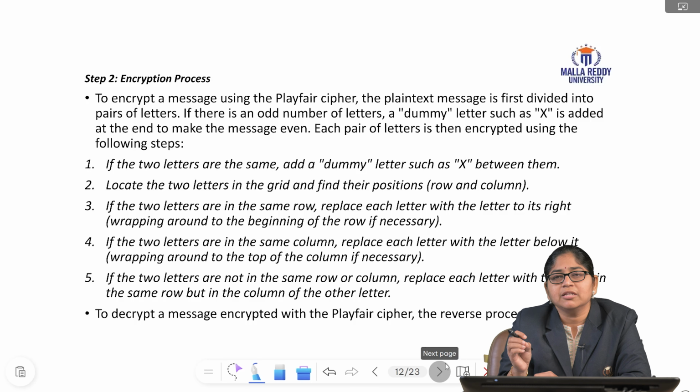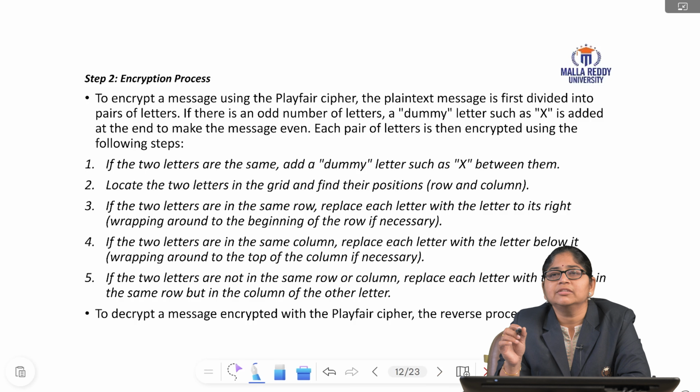The next step is we need to locate the 2 letters in the grid or matrix, and find the positions of the letters. The third rule is, if the two letters are present in the same row, we need to replace each letter with the letter on its right side. And if the two letters are present in the same column, we need to replace each letter with the letter that is below it in the same column.